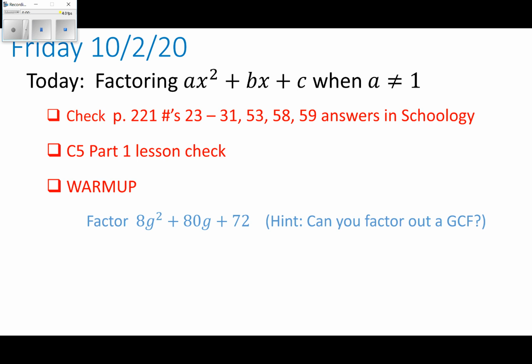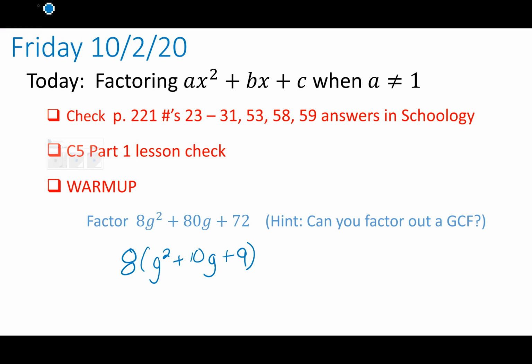GCF, what would be the greatest common factor of this, 8g squared plus 80g plus 72? Landon? 8. Okay, so if I factor an 8 out, I have g squared plus 10g plus 9. All right, so we should be able to get to a point now where we can factor this.